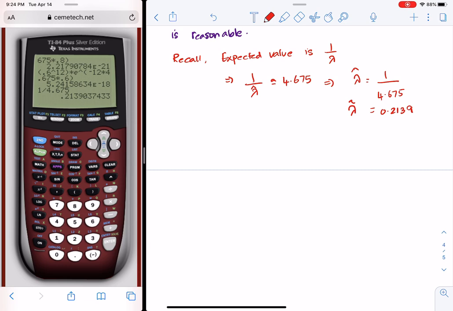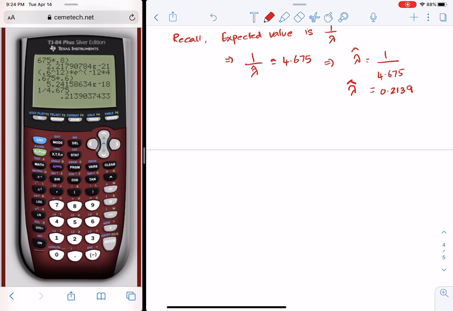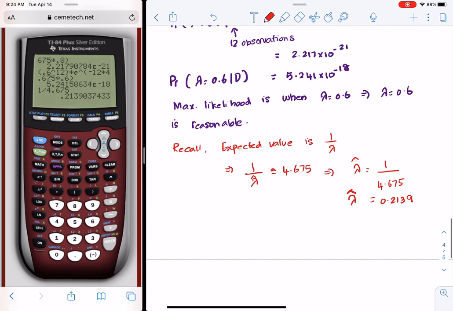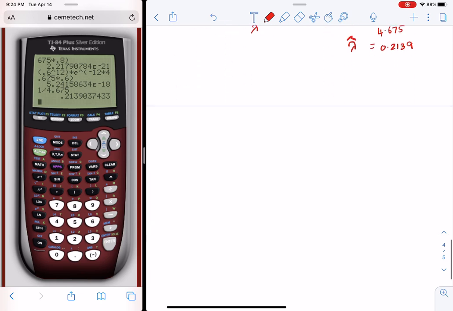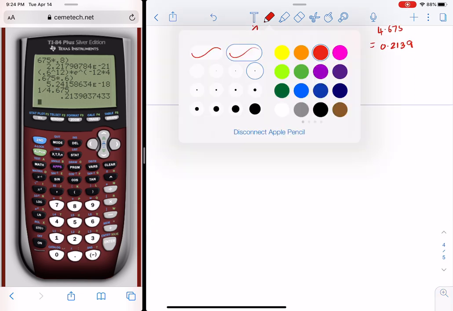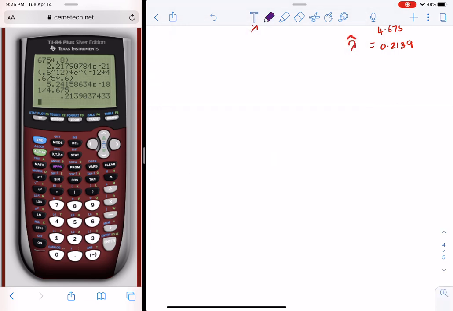The most appropriate lambda value for this problem would rather be 0.2139. That's just based on likelihood. In other words, we did not have any prior information here. So now we're going to bring in the prior information. So we go for a posterior distribution.